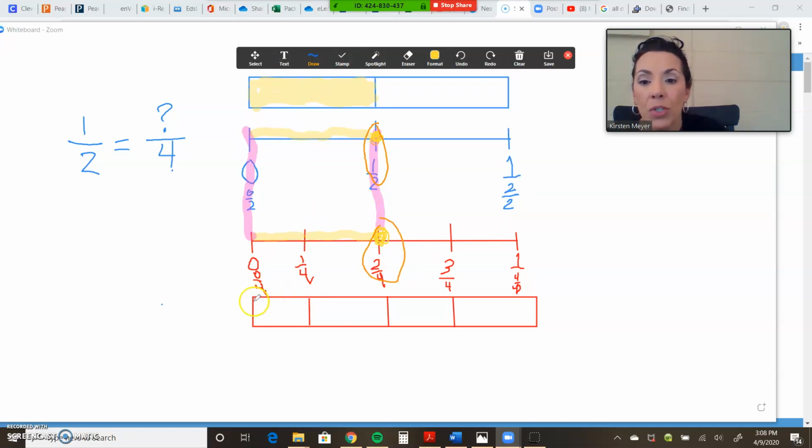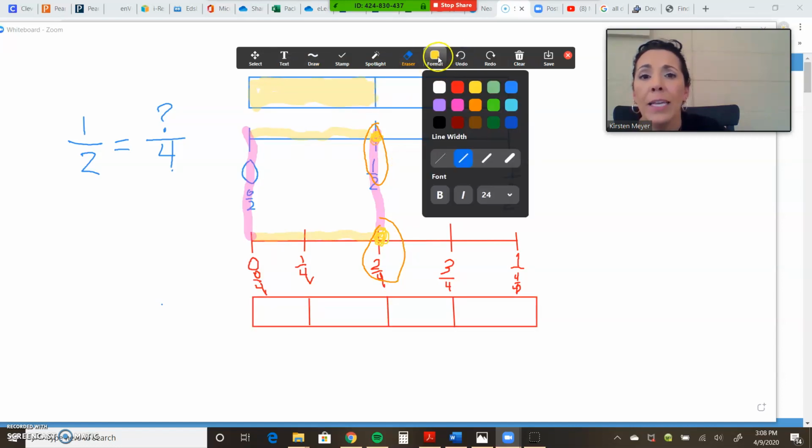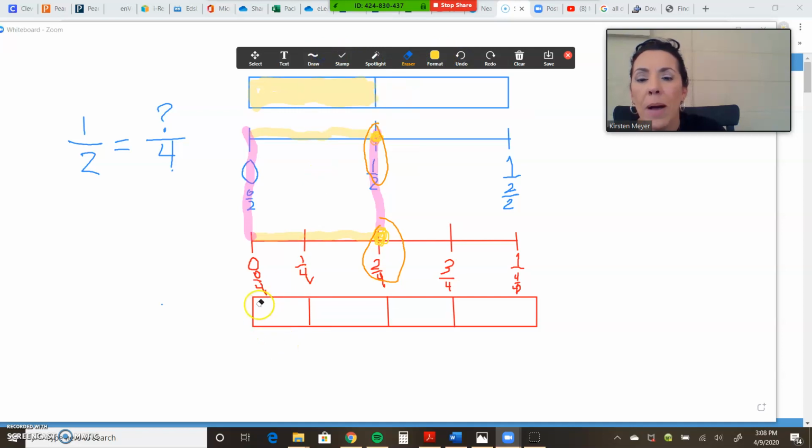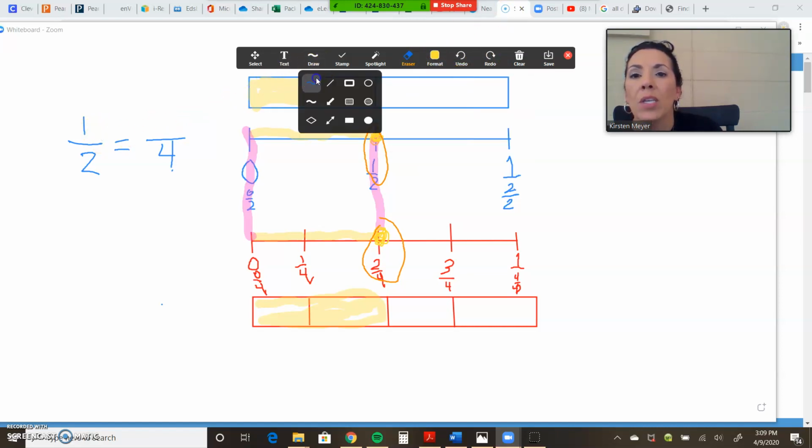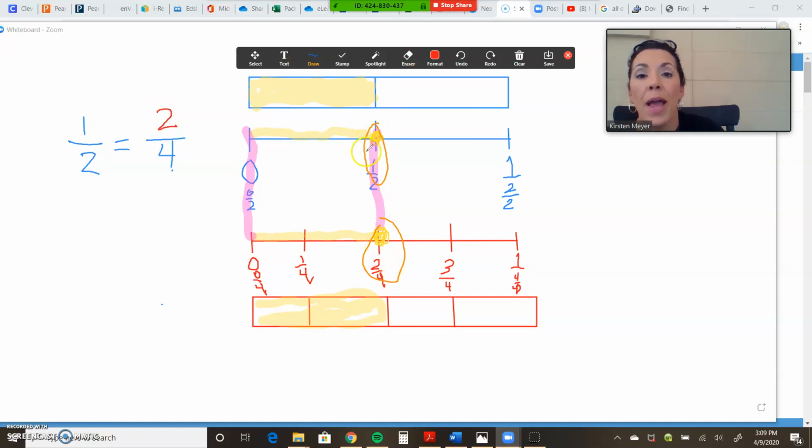And if I were to shade in 1 fourth, 2 fourths, I can tell on my model that this is also showing me 2/4. So those all line up and they're all the same. So now I know that 1/2 is equivalent to 2/4 because my number lines show me here that 1/2 is equivalent to 2/4. Okay, I think we're going to try another one.